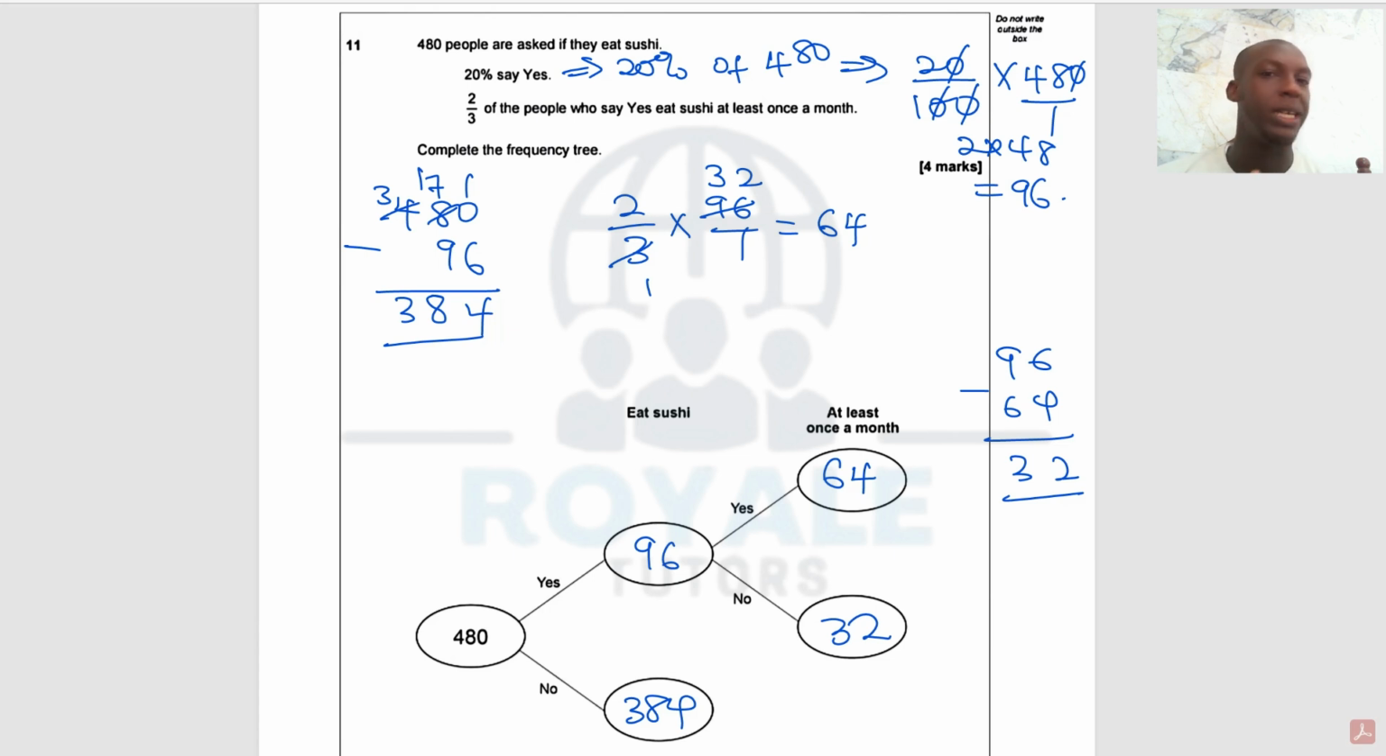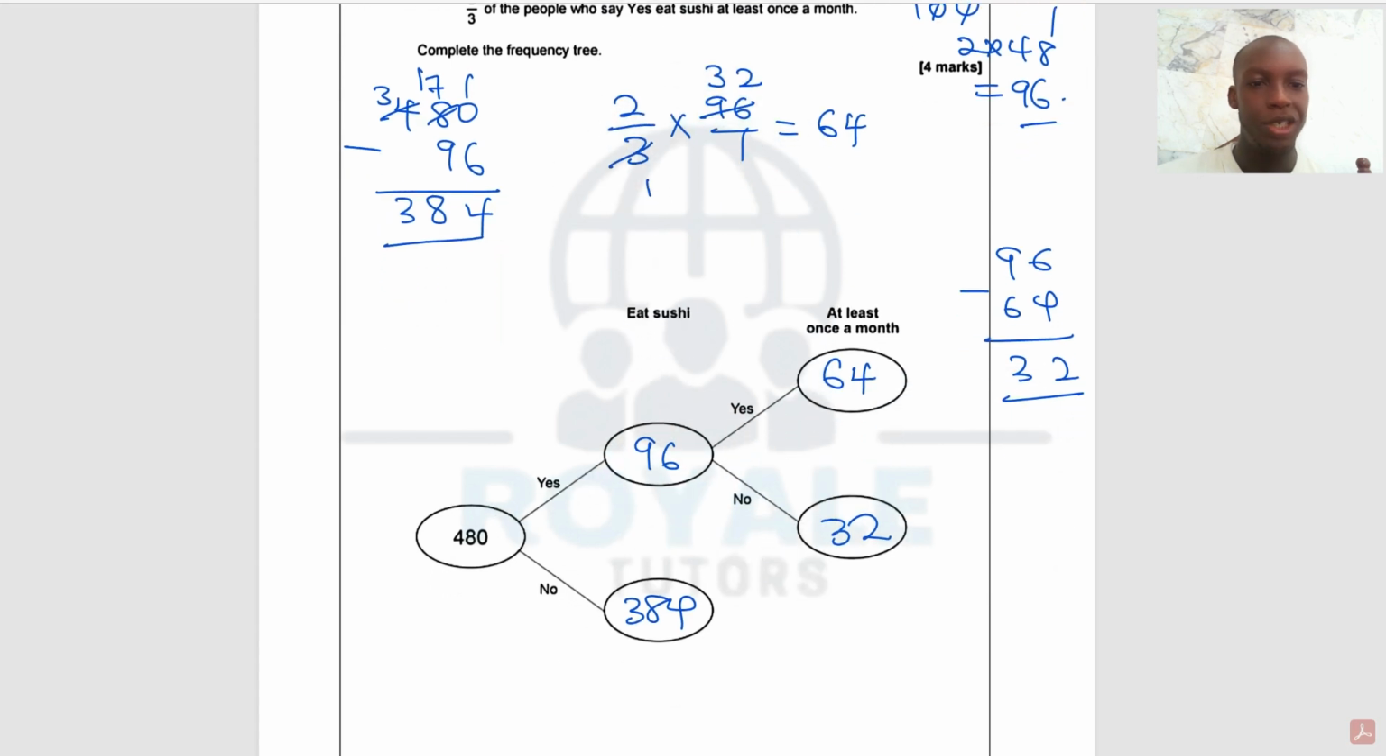Considering the fact that 480 people is the total number of people asked, we realized that it was split into two. Some say yes, they eat. Some say no, they don't eat at all. So 20% of the total people say they eat, and that's going to be 20 over 100 multiplied by 480. That's how we got 96. So out of that 96, two-thirds of them also say that they eat it at least once a month, and two-thirds of 96 is going to be 64. And of course, the remaining people would not eat it at least once a month.